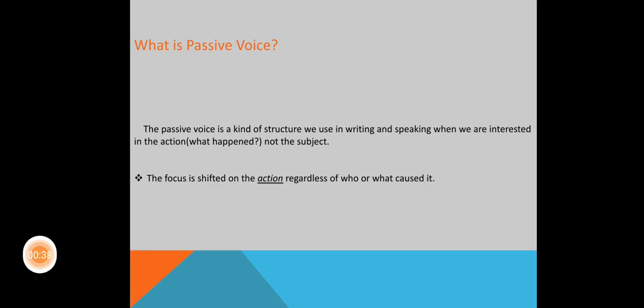We start by defining the concept. Well, what is meant by passive voice? For those who are having this for the first time, pay attention. Passive voice is a kind of structure used in writing and in speaking when we're interested in the action, like what happened, the action only, not the subject. We're interested in just the result. We don't know or we don't want to know who did it, the doer of this result. The focus is shifted onto the action regardless of who or what caused it.